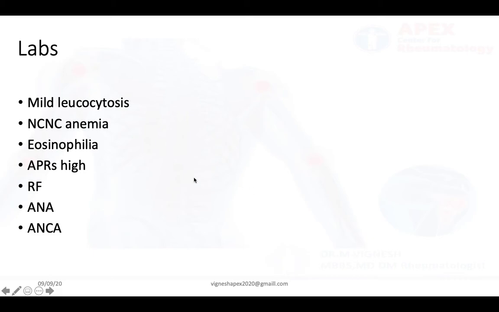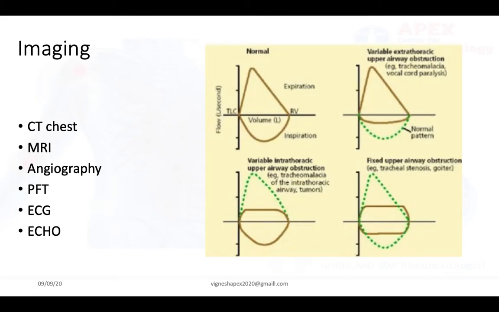In the labs, what you see is a mild leukocytosis, normocytic normochromic anemia, eosinophilia, acute phase reactants being elevated. Your autoantibodies may or may not be positive. If at all they are positive and you don't have a CTD associated with it, they are usually of low titers. But if they are high, you should always look for a secondary RP rather than a primary RP. Okay, so imaging, you need to go for a CT chest. Any RP patient, please do a screening CT chest to see if the patient is having a tracheal wall thickening, and get an MRI done if needed. Okay, angiogram for vasculitis purposes, PFT.